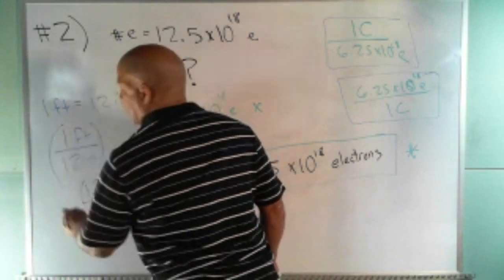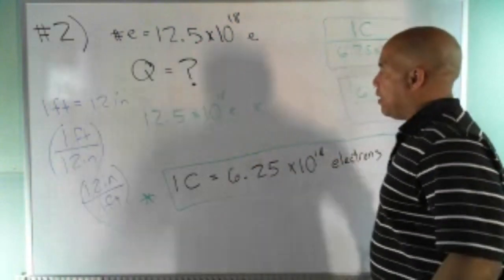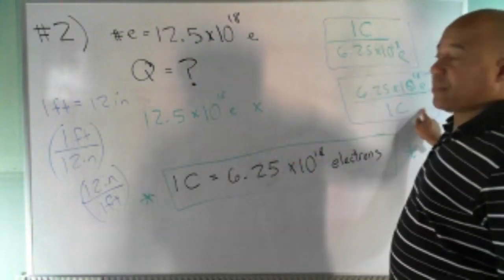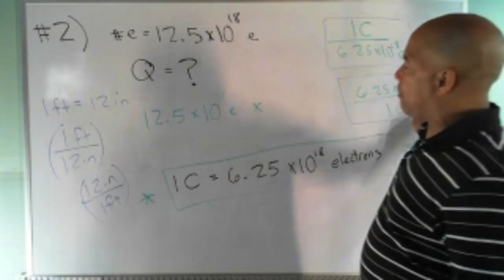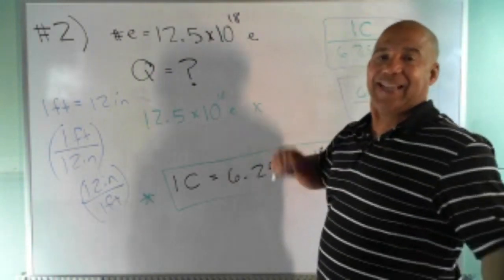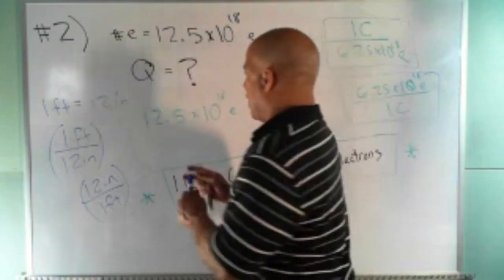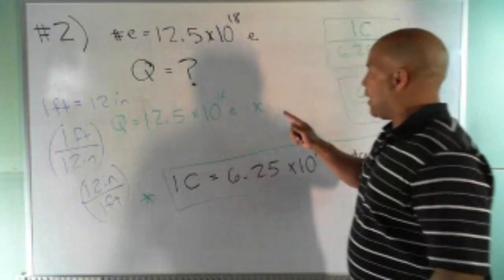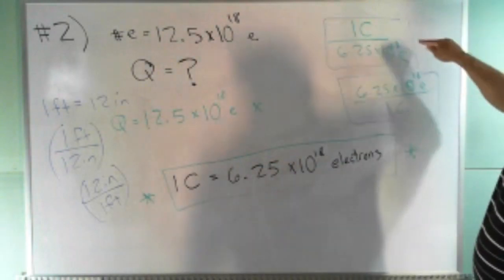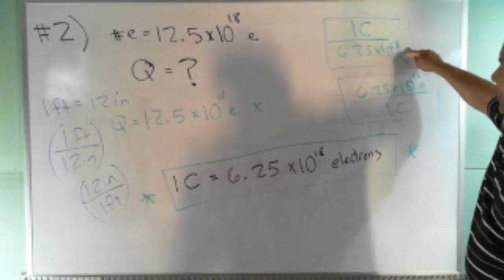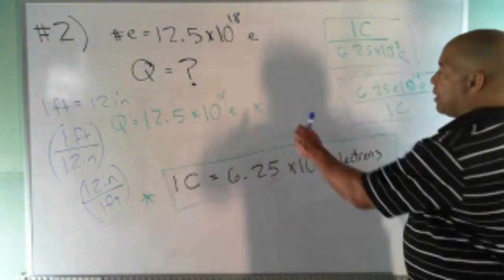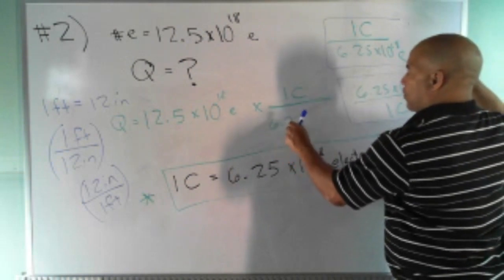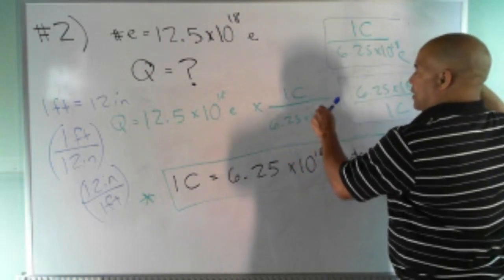A factor is something you multiply by something else. So what I want to do is multiply that by either this or that. But I got to make sure I do it in a way to where I end up canceling out electrons and getting coulombs, because that's what I want. Really over here, what I'm looking for is Q. I want to convert that to Q. I'm going to convert that to Q by multiplying by this, because if I multiply by that, then I can see that my electrons are going to cancel out. So the conversion factor I'm going to use is the top one. 1 coulomb is 6.25 times 10 to the 18th electrons.